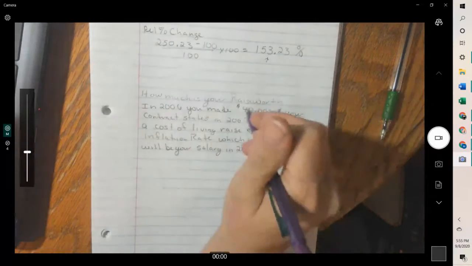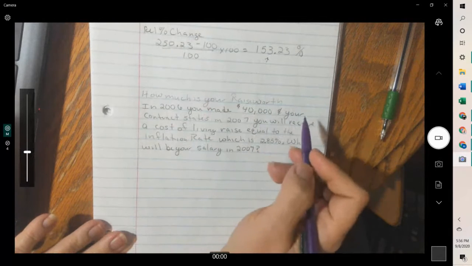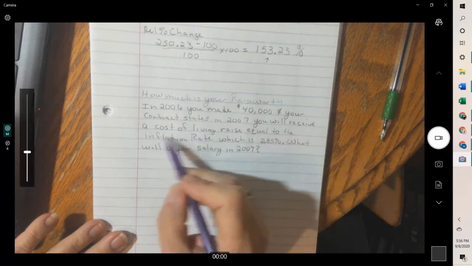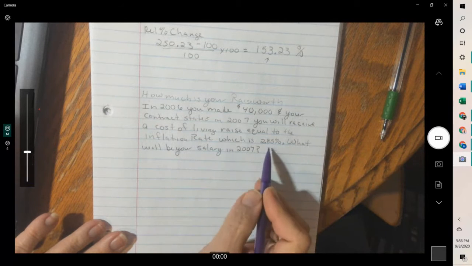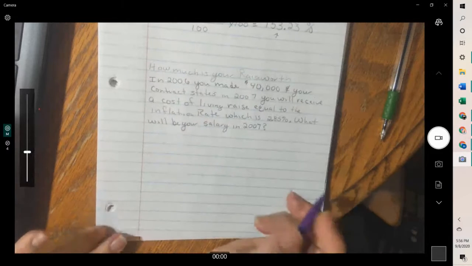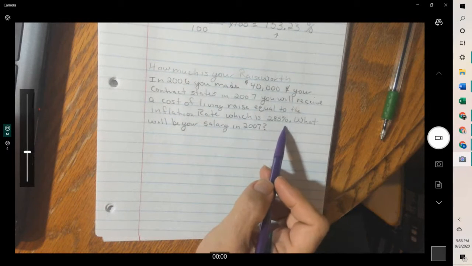Okay. How much is your raise worth? In 2006, you made $40,000, and your contract states in 2007 you'll receive a cost of living raise equal to the inflation rate, which is 2.85%. What will your salary be in 2007? So you're getting a raise of 2.85%.